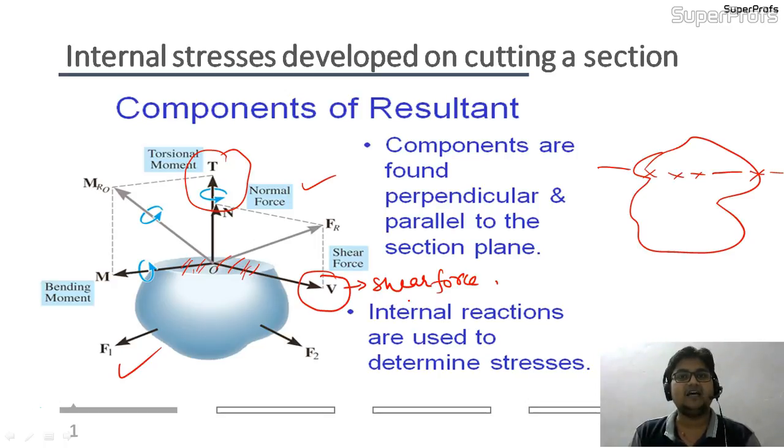Always, the normal word represents the force which is perpendicular to the section, and the shear force is also termed the tangential force, and this tangential force will be the shear force only. And the other reaction that can appear is the bending moment. The effect of all these internal reactions will be to bring the body into a static equilibrium condition. So the components found perpendicular and parallel to the section plane are nothing but the normal and shear stresses developed.